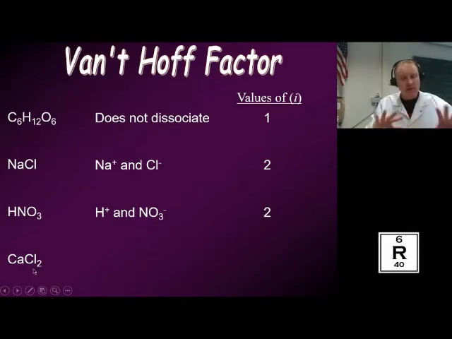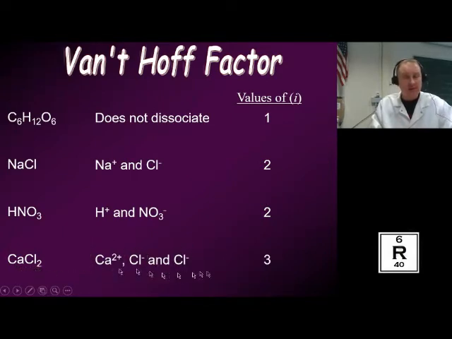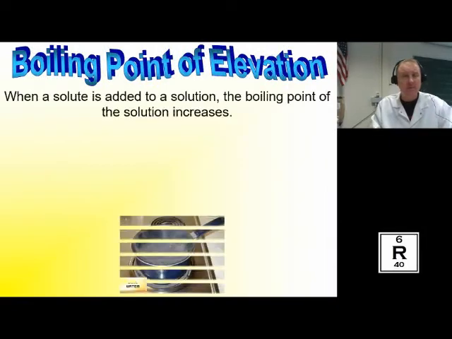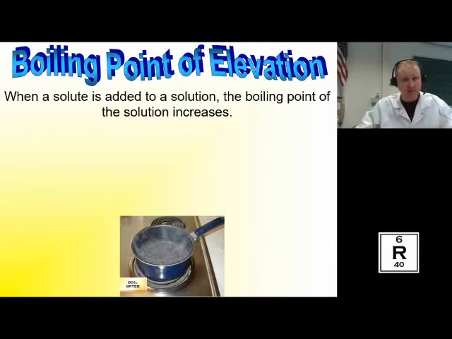So when this dissociates in water, you will get a calcium and 2 chlorides. So this has a Van't Hoff factor of 3. Calcium chloride will break down into 3 different pieces. So understanding this vocabulary and these concepts here, we can talk about some good chemistry here.